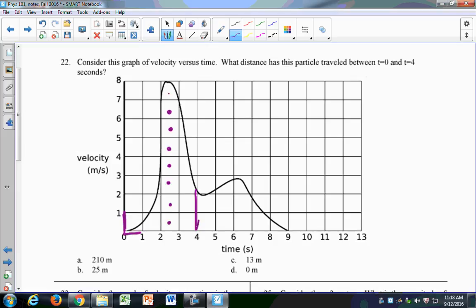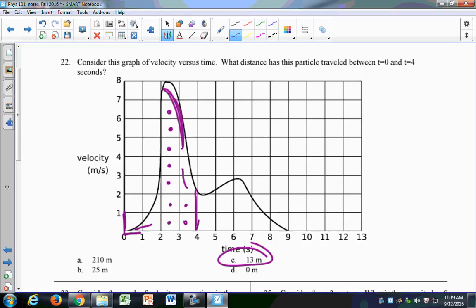1, 2, 3, 4, 5, 6, 7. This one is about 8. All of these together are about 8. 9, 10, 11, 12, about 12 and a half or so. So 13 meters. They're about 12 and a half squares. The answers will be different enough that you're not going to be confused. If you count them to within a square or two, you'll be able to pick out the right answer.